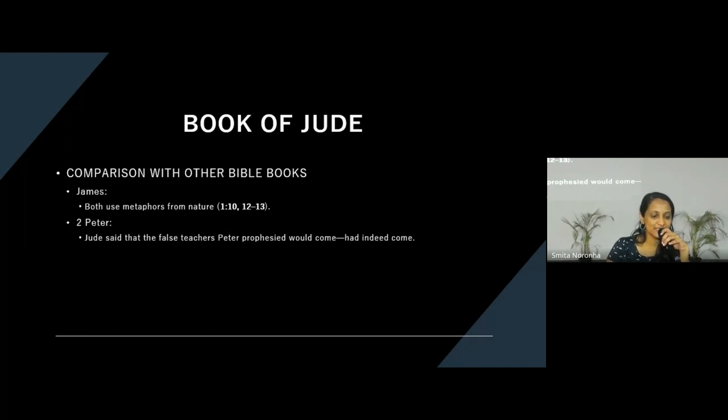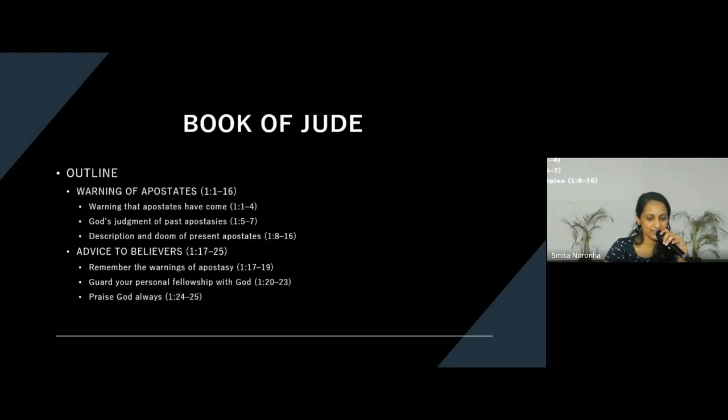Comparison with other books, like the book of James, he also uses nature to describe certain things. And he talks about false teachers that Peter prophesies about. We haven't yet covered the letter of Second Peter, but they both talk about false teachers. And so Jude seems to be referring to the same kind of false teaching.